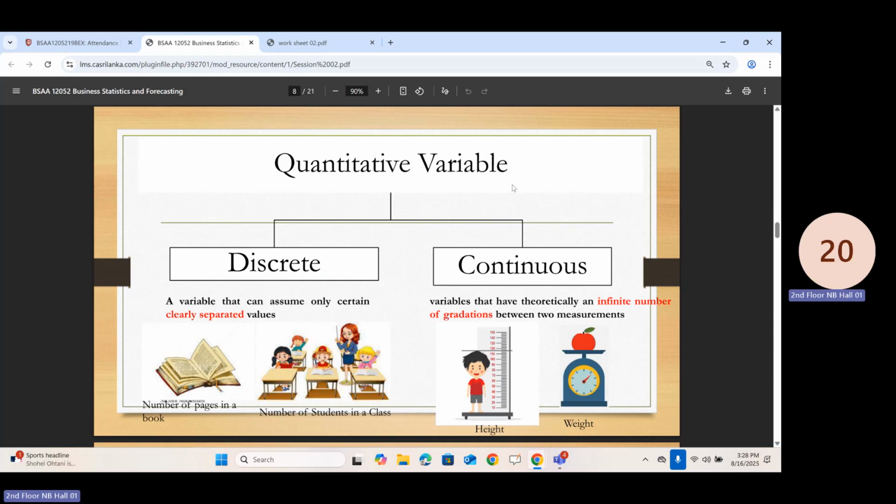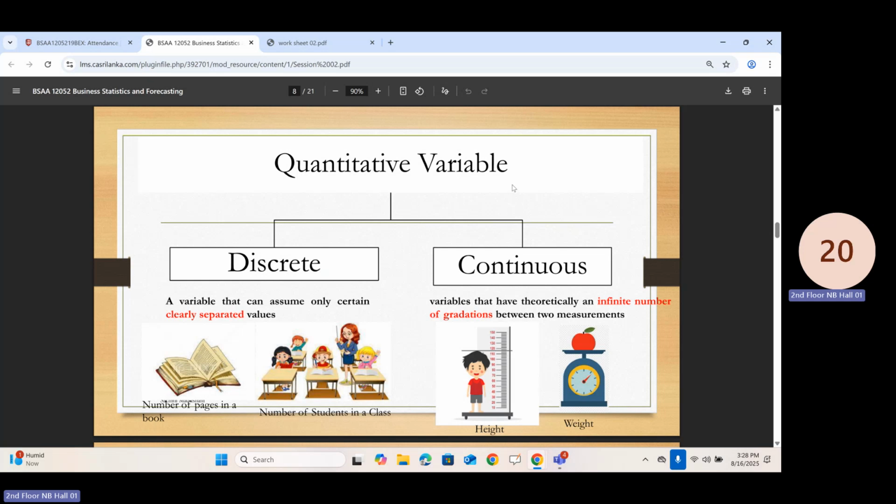This variable can be measured numerically. We can say 17 students, 20 students, or 19 students. We can measure it numerically. Every time we can get clearly separated values, like 90, 20, 70, 80. A specific value is there.